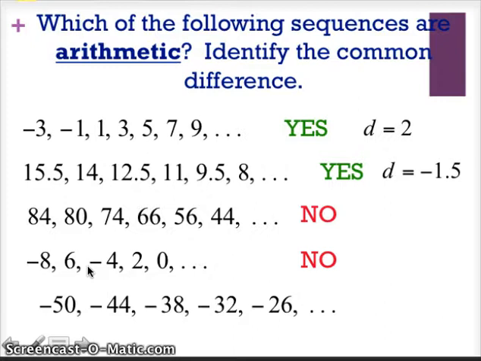Okay, and then lastly, looking at this one, it goes from -50 to -44, then from -44 to -38. So how much is it going up? -50 to -44, it looks like we added 6 there, and then -44 to -38 is again 6. So our common difference is 6. Okay, so that is how you can identify whether or not a sequence is arithmetic.